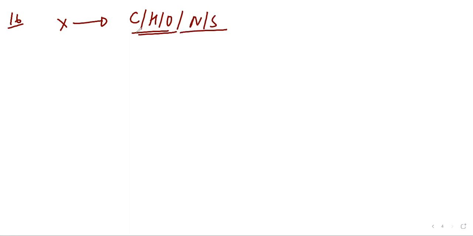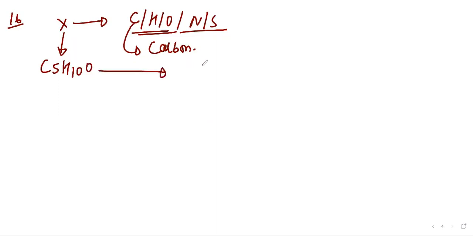Now look at question number 16. An organic compound X. Organic compound means it contains carbon and any other atom like hydrogen, oxygen; it may be nitrogen, sulfur. So in an organic compound, the main element is carbon, right? Its name is given as X, having a molecular formula C5H10O. It produces phenyl hydrazone.